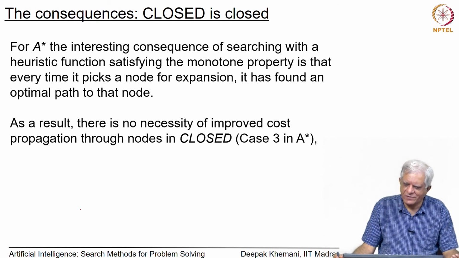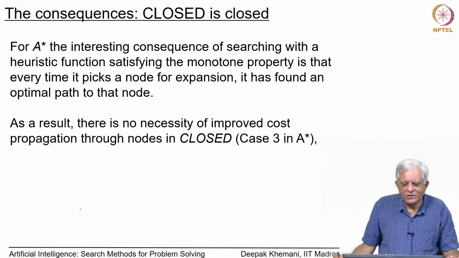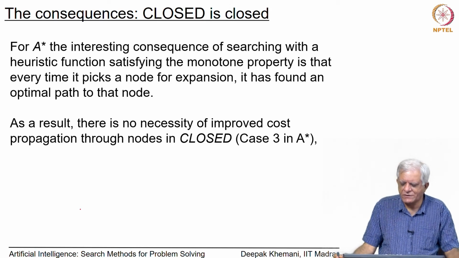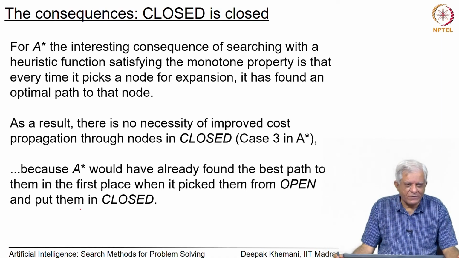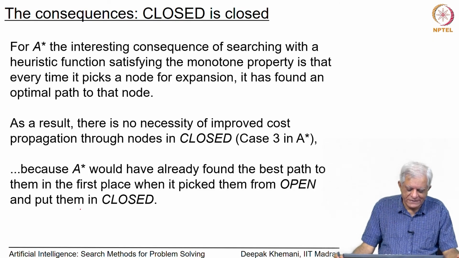which was the case in the algorithm A star case 3, if you remember that when A star expanded a node, there were 3 kinds of neighbors. One was new nodes, which was case 1, other was nodes already on open, which was case 2, and the third was nodes which are in closed, which was case 3. And we said that we may need to propagate the improved cost to those nodes and further from children of those nodes, because they are in closed and they must have had neighbors which were generated. But now we do not have to do that, and that is because A star would have already found the best path in the first place when it picked node from open and put them in closed.